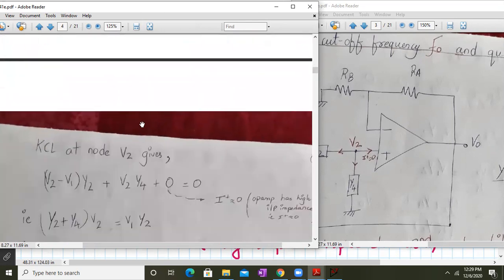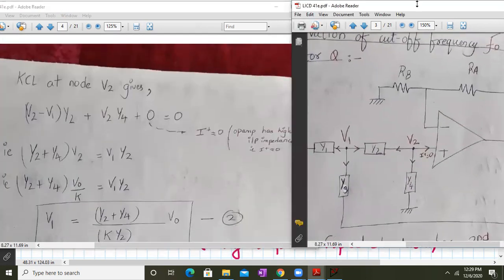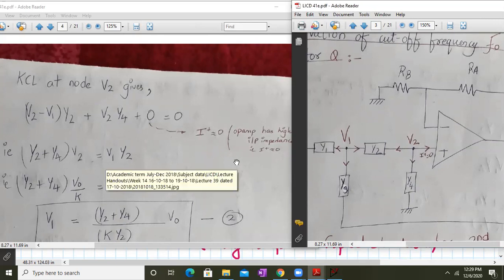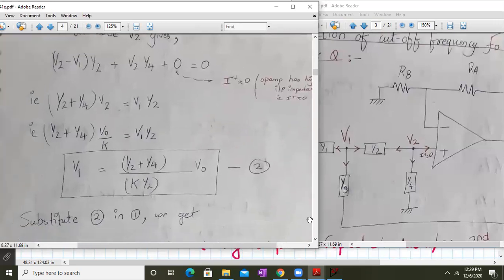Now similarly, we apply KCL at V2. So it will give you (V2 minus V1) into Y2 plus V2 Y4 plus 0 is equal to 0. All are outgoing currents, and the current entering the Opamp terminal is considered to be 0 because the Opamp has a very high input impedance. We rearrange the terms over here. So (Y2 plus Y4) into V2 will be equal to V1 into Y2.